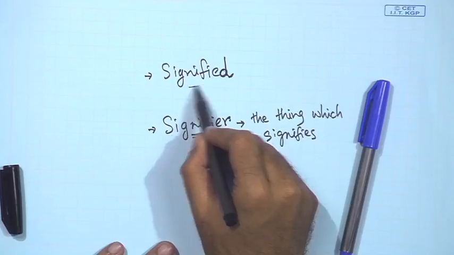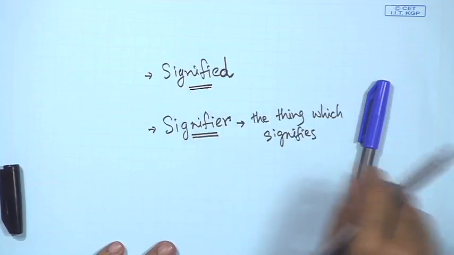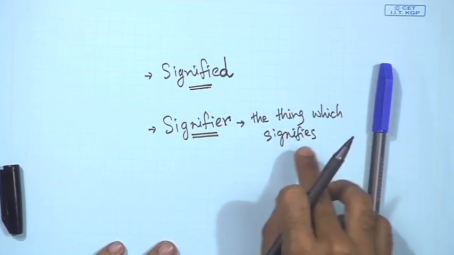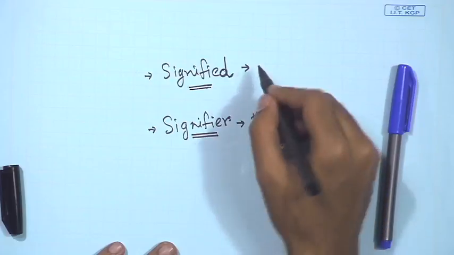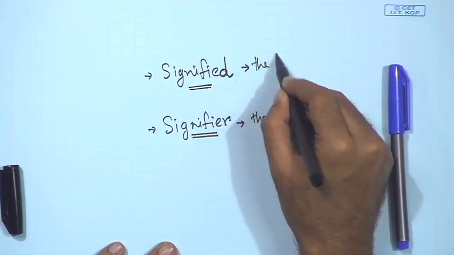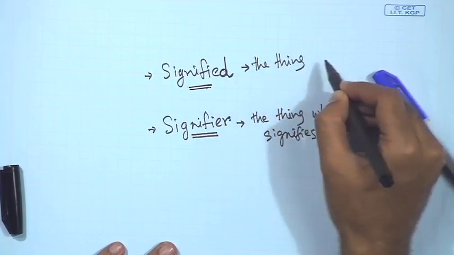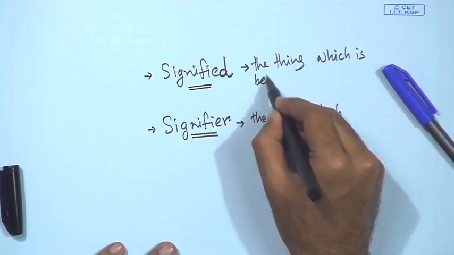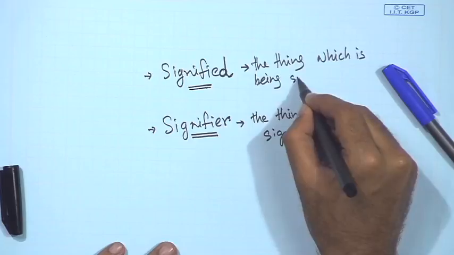Now let us look at what is signified. This particular pen is signifying something, right? So the thing which is being signified.